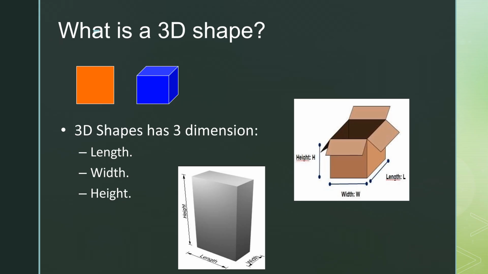So what is a 3D shape? A 3D shape has 3 dimensions. You have the length, the width, and the height. So a 3D shape has 3 dimensions.